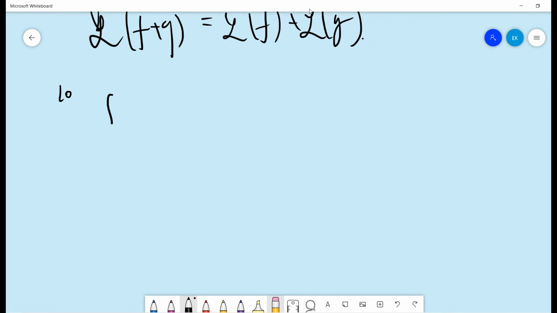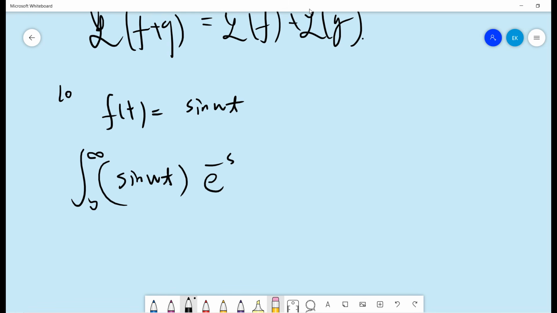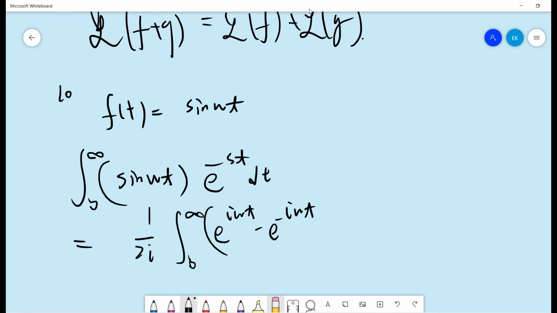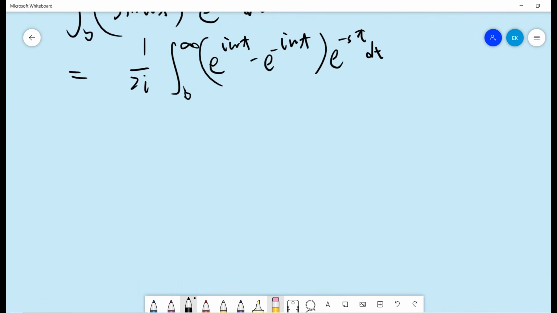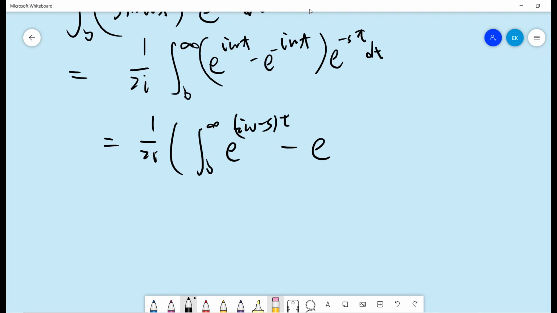Okay, number 10, we compute sine omega t. So the integral from 0 to infinity of sine omega t times exponential minus s t, right? So it's the same technique: 1 over 2i, integral from 0 to infinity, of exponential i omega t minus exponential minus i omega t, is this. Okay, so this tells us that it is the integral from 0 to infinity of exponential i omega minus s t, minus exponential minus i omega plus s t. Okay, so there are 2 terms.